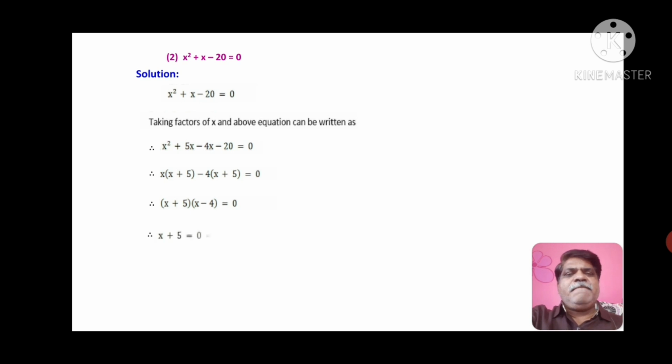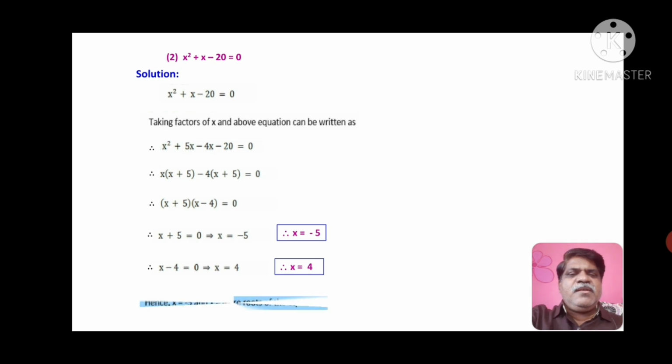So you can write x plus 5 is equal to 0, means x is equal to minus 5. When 5 goes to the right hand side, it will become minus. Therefore you are getting one root as x is equal to minus 5. Also x minus 4 is equal to 0, means x is equal to 4. So another root you are getting is x is equal to 4. So friends, hence you are getting x is equal to minus 5 and x is equal to 4. These are the roots of the given quadratic equation.